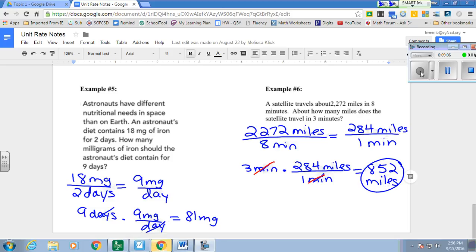In this case, same deal. Figure out what my unit rate is. Then if I need to travel, I know how much he goes in 1 mile. The satellite actually goes in 1 minute. I then take that 284, multiply it by 3, and now I know that it goes 852 miles. Again, I'm just showing you with the conversion factor right here so that you can see how we are actually able to cancel out the units.